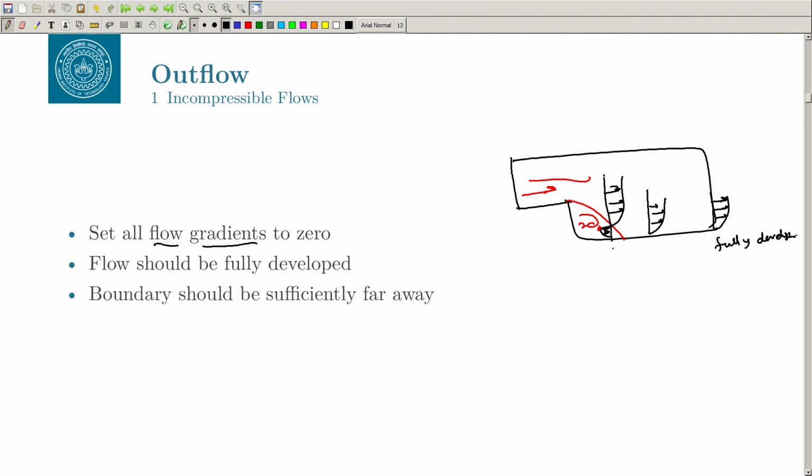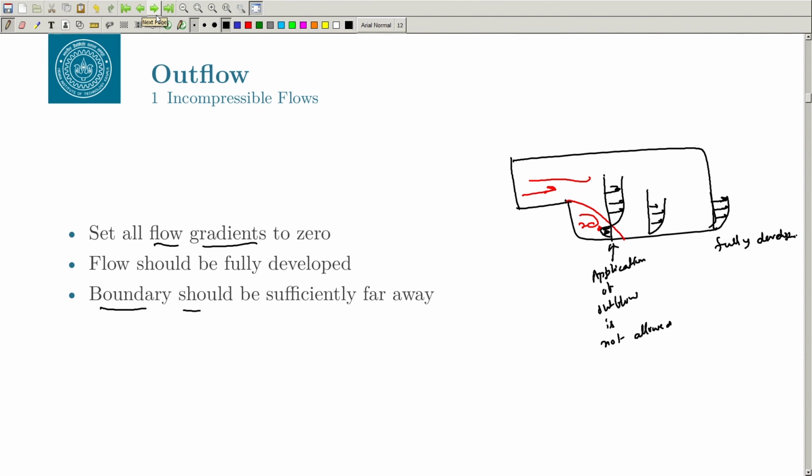Then only you can use this. If you try to use it here, this is wrong. You cannot use outflow here. Application of outflow is not allowed here, but if you make the domain sufficiently long, then you can use this outflow boundary condition. Further, if the flow has a lot of unsteadiness, then also you cannot use this kind of boundary condition in outflow.